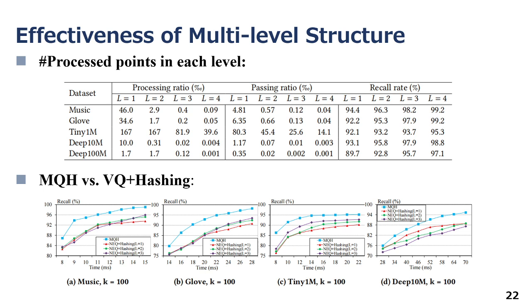On this page, from the table above, we can see that as the level goes deeper, fewer data points can pass the collision testing. On the other hand, from the figures below, we can see that such multi-level structure works better than a straightforward combination of VQ and hashing.